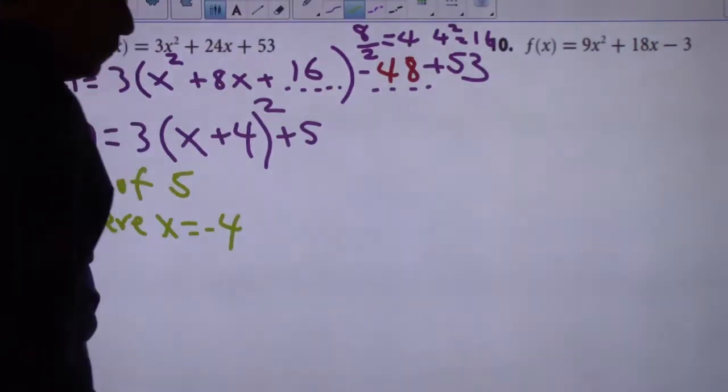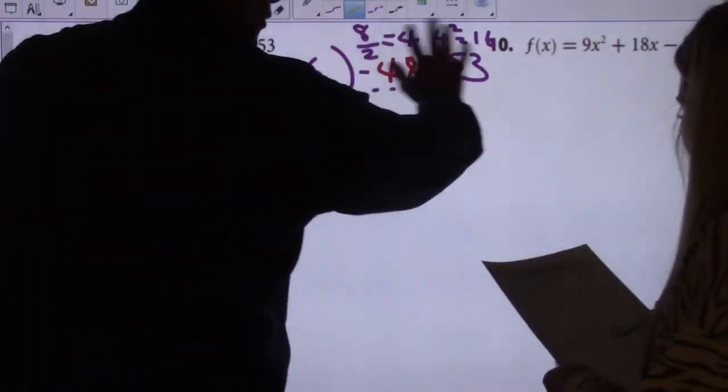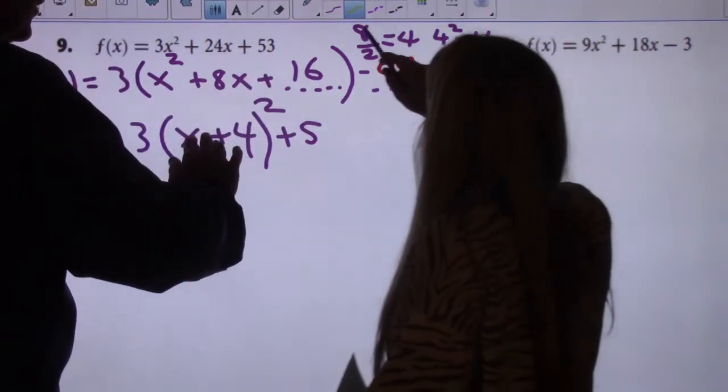You can go ahead and give yourself a little room by erasing some of this stuff here. Yeah. Good job.